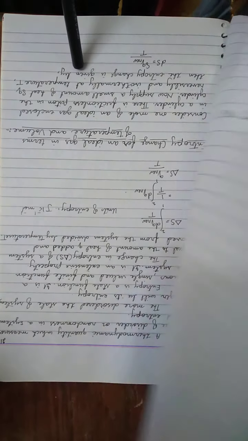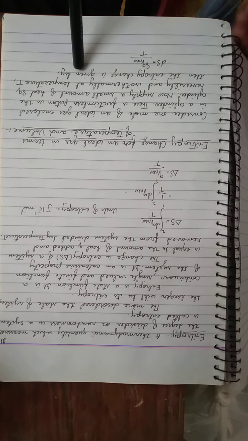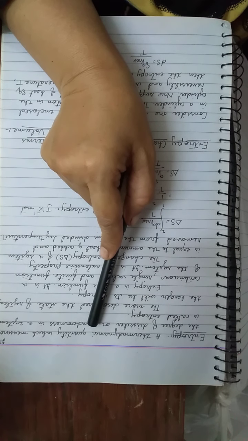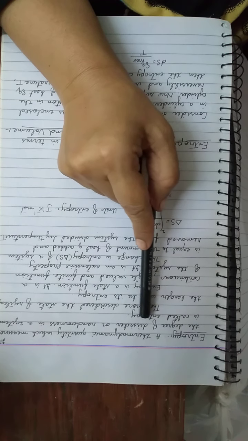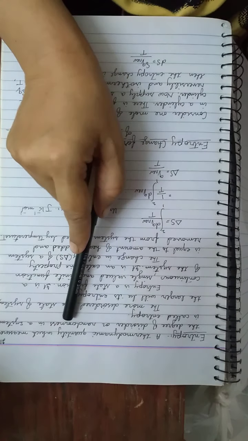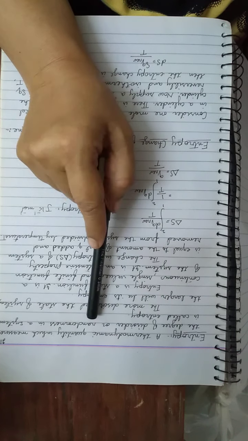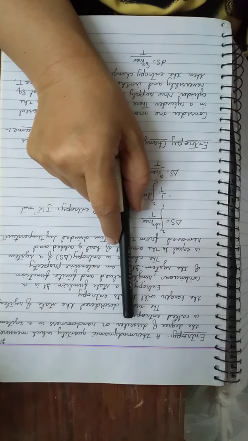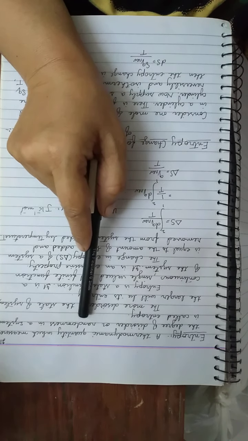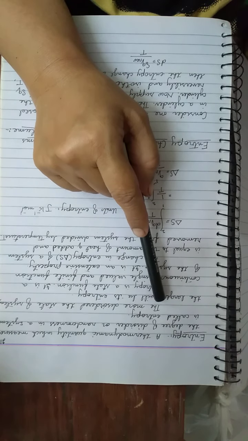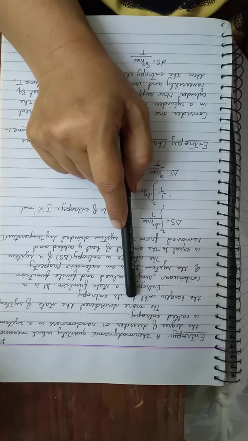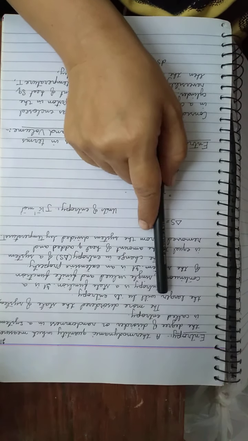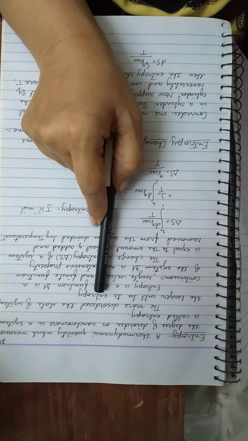Our next topic is entropy. First we will define it. A thermodynamic quantity which measures the degree of disorder or randomness in the system. Randomness means बेतरतीबी. So we can say the entropy measures the randomness in a system. So from this definition, we conclude that the more disordered the state of the system, the larger will be its entropy.